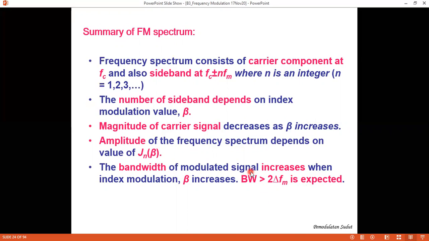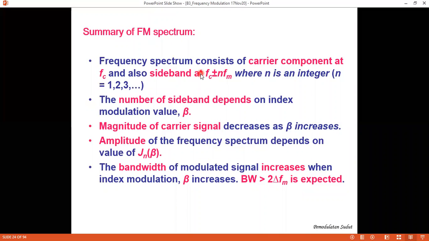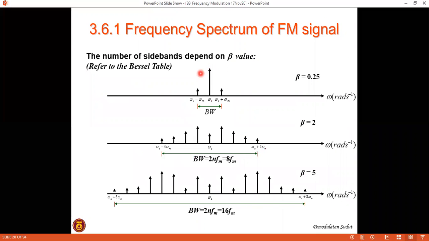Okay, so for large beta, you can have a very high number of sidebands. So obviously bandwidth will be much larger than 2 fm. Okay, so if you want to calculate bandwidth using this Bessel table, it's just 2n fm. So n depends on our table. That's why it's also called Bessel bandwidth. So this is the actual FM bandwidth.